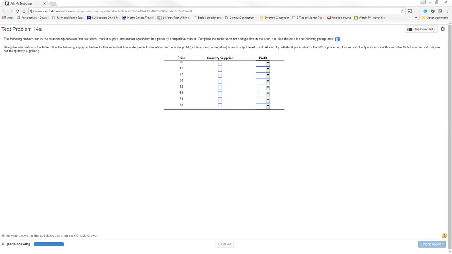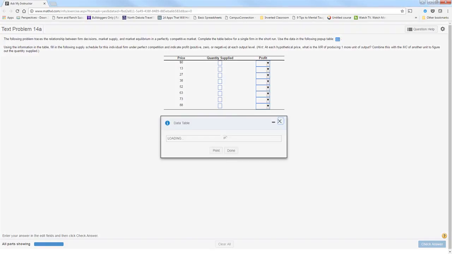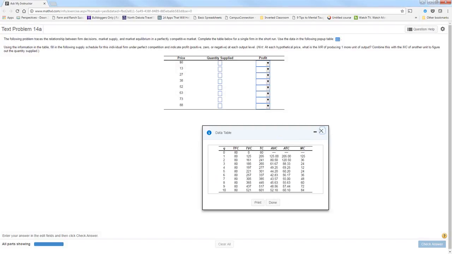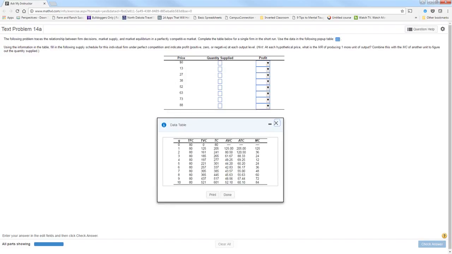Problem 15 says the following: this problem traces a relationship between firm decisions, market supply, and market equilibrium in a perfectly competitive market. Complete the table below for a single firm in the short run. Use the data in the following pop-up table. So you've got to pop up this little table here. It pulls up information like this. If you want to print it, that can come in handy. If you're okay not printing it, then just leave it, I guess.